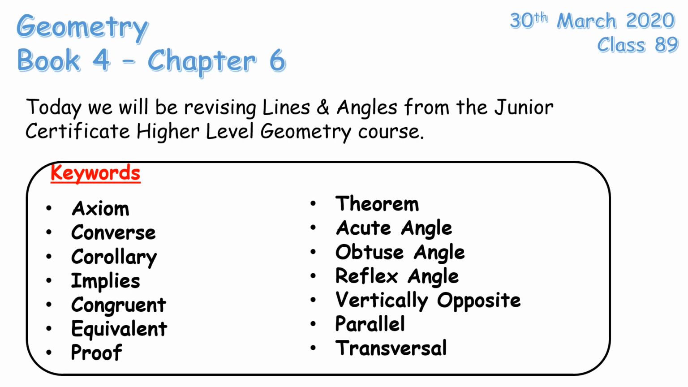It's the 30th of March and we're looking at class 89. So we're going to move into geometry. This is in book 4 and it's chapter 6. Today we're going to begin by revising lines and angles from the Junior Cert Higher Level Geometry course. The geometry at Leaving Cert Higher Level, there's nothing that you haven't seen already at Junior Cert, so this revision of what we already know, or what we should already know, is going to be hugely important and will continue for the next 3 classes.